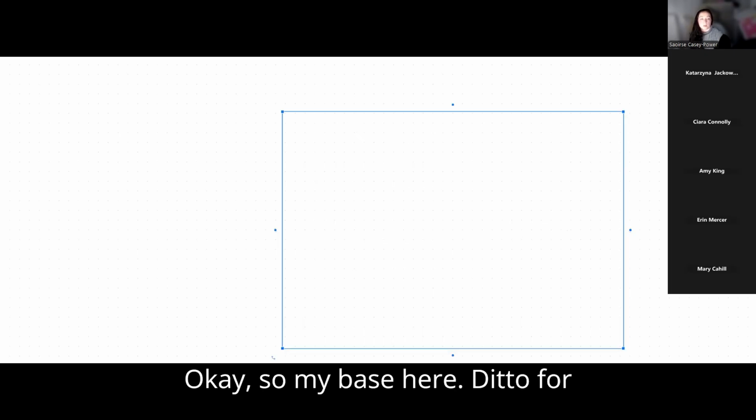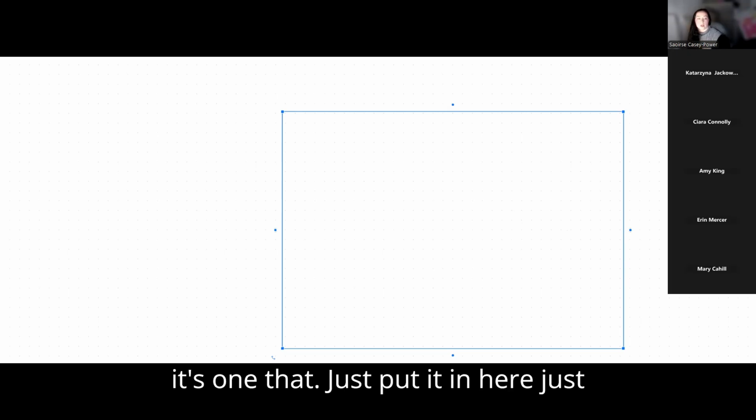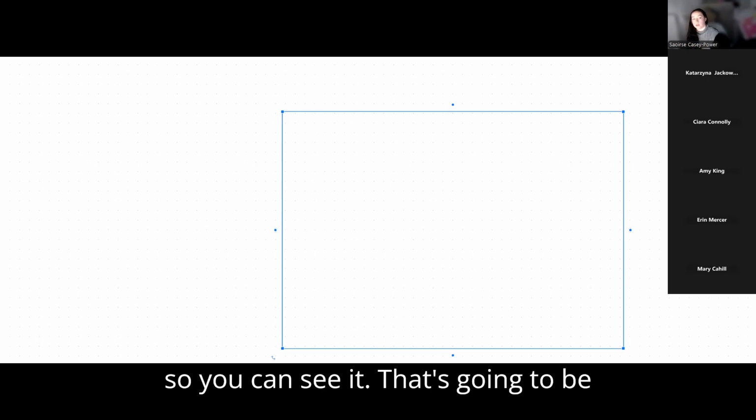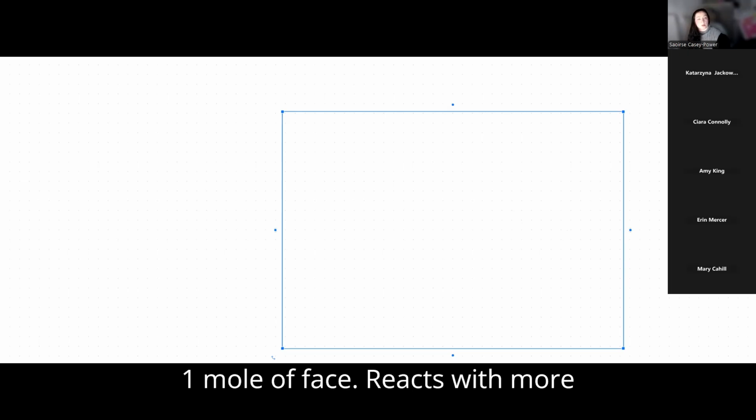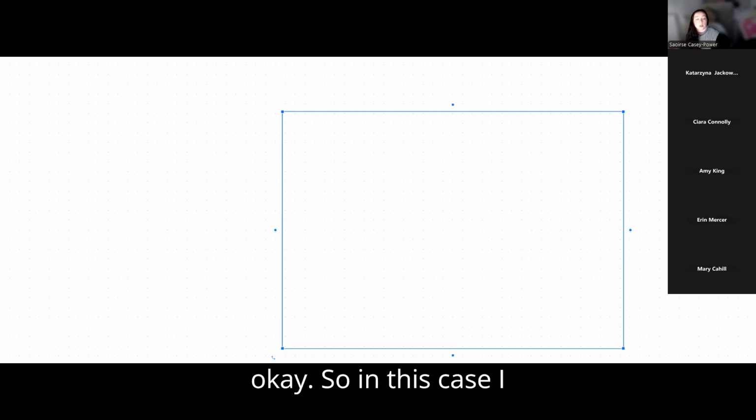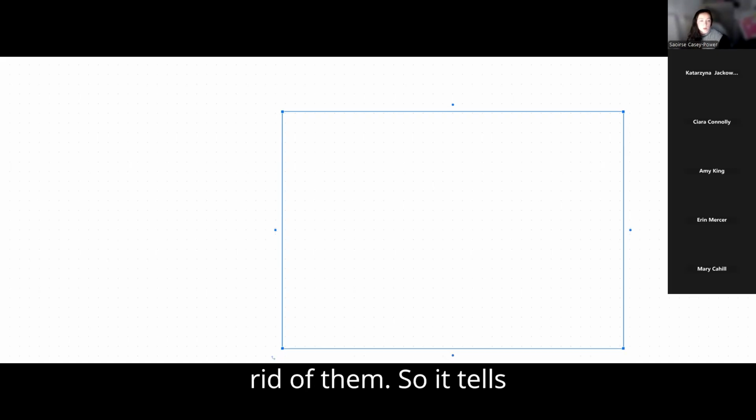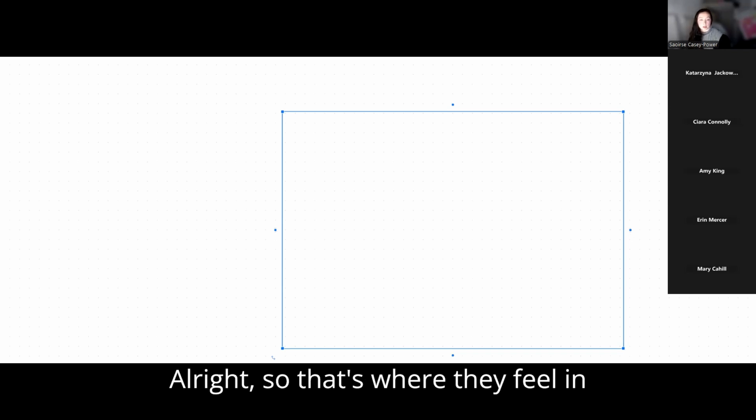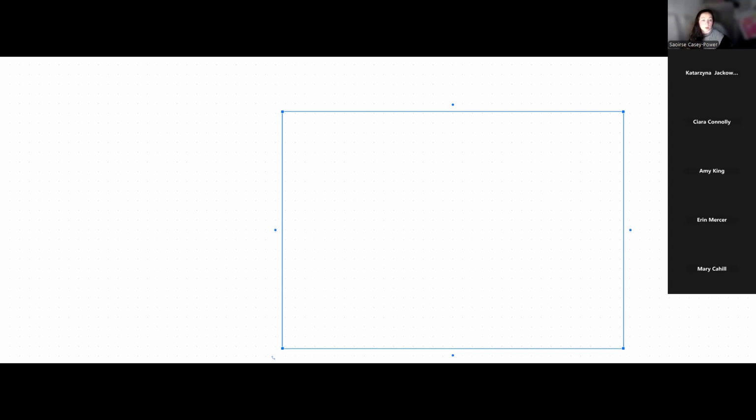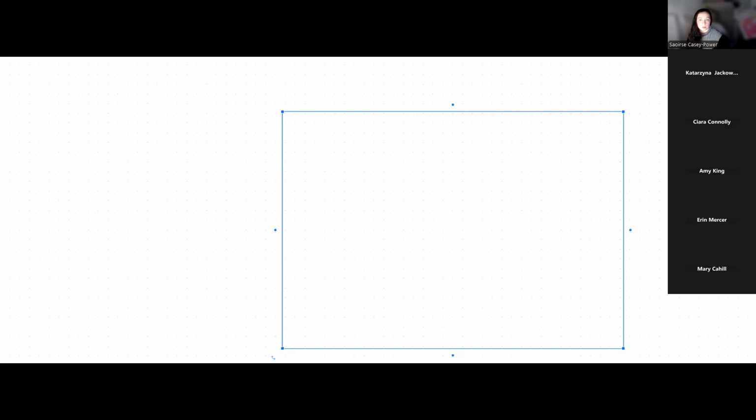So for my base, what do you know about the stoichiometric coefficients? If there's no number there, I can assume it's 1. I'll just put it in here so you can see it. That's 1 mole of base reacting with 1 mole of acid to form my products. In this case I have no other values there, so I'll just get rid of them. It tells me it's a 1:1 reaction, so that's what I fill in there, my 1. Does everyone see where I got that from? Yeah. Okay.